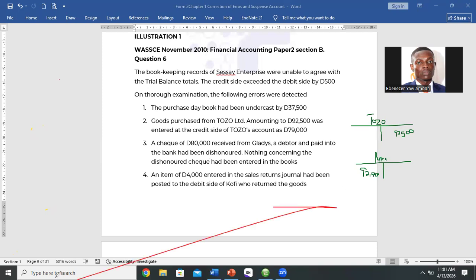It was entered at the credit of Tozo. Some of you are laughing at how I'm pronouncing Tozo. It was entered at the credit side of Tozo as 79,000. That was the error.